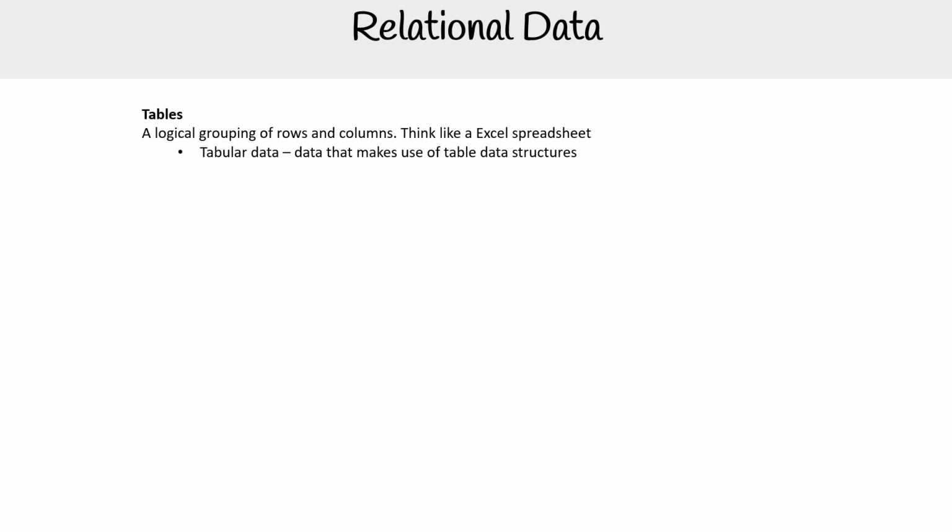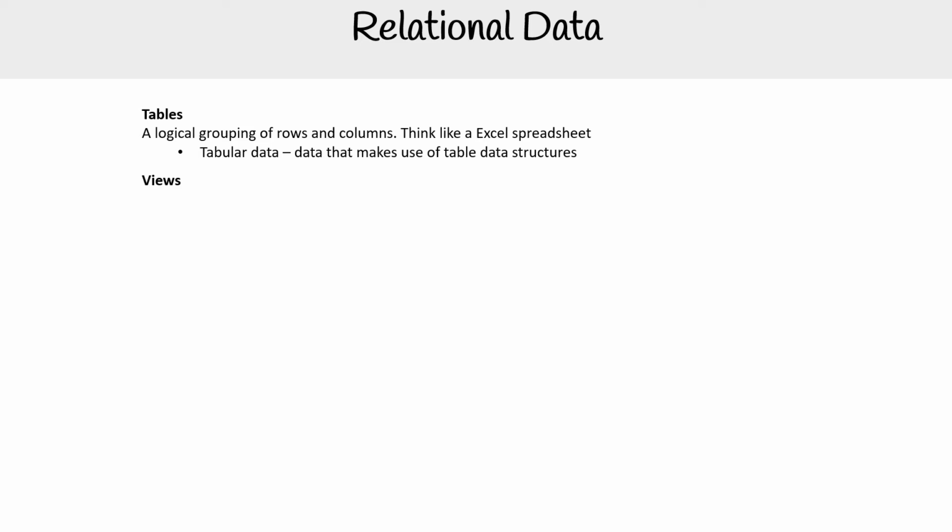All right, let's talk about relational data, and this has to do with tables and relationships between other tables. So let's talk about what a table is. It's a logical grouping of rows and columns. So an Excel spreadsheet is actually tabular data. Tabular data just means the data that makes use of table data structures, okay?